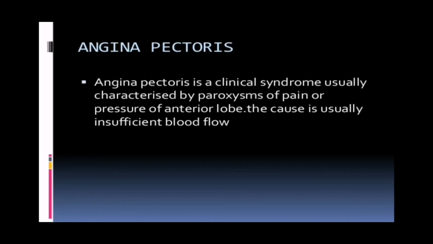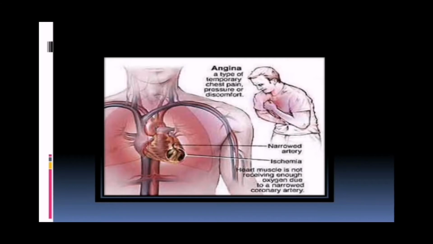Hello friends. Today we will discuss coronary artery disease part 2, in which we will first define angina pectoris. Angina pectoris is a clinical syndrome usually characterized by paroxysm of pain or pressure in the anterior chest. The cause is usually insufficient blood flow to the heart. There is a diagrammatic representation of the chest pain in an angina patient.